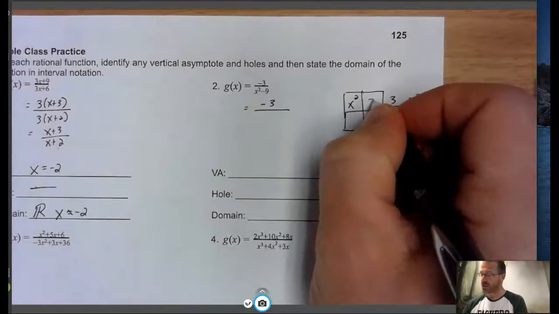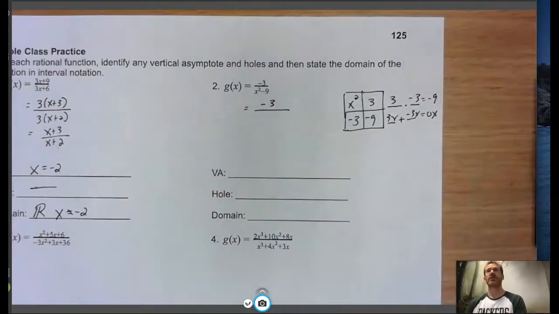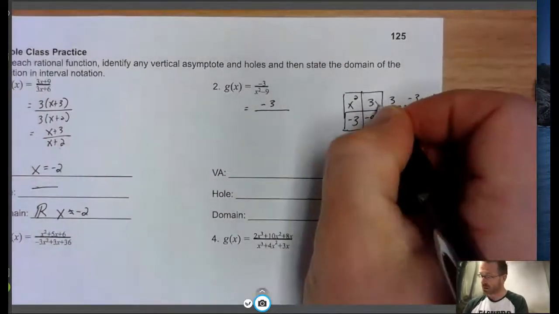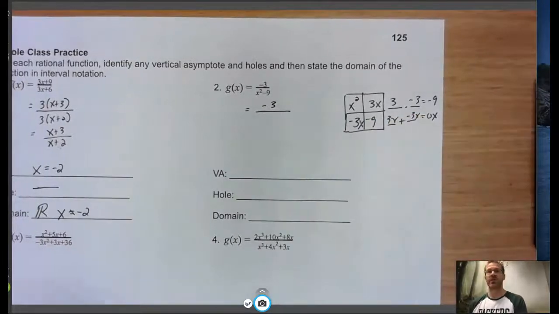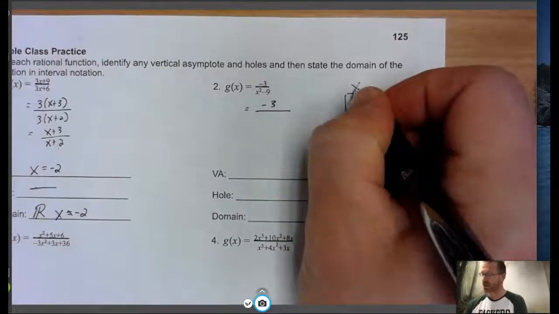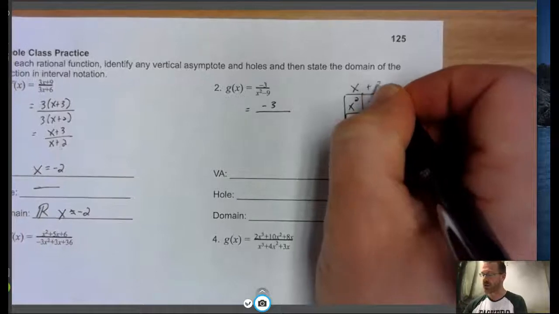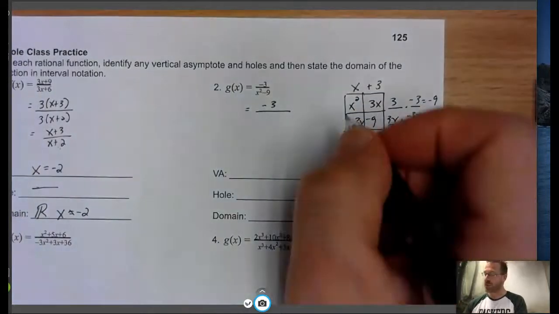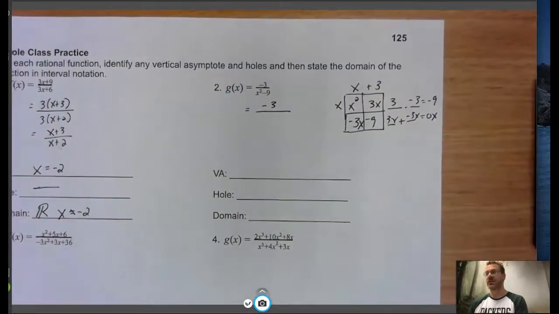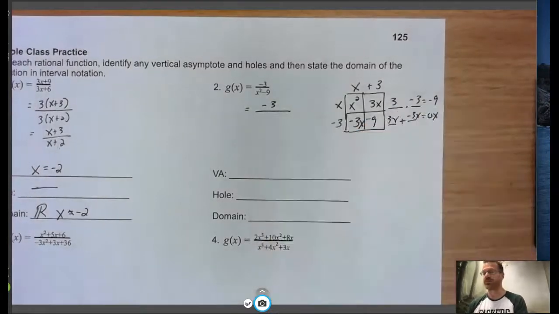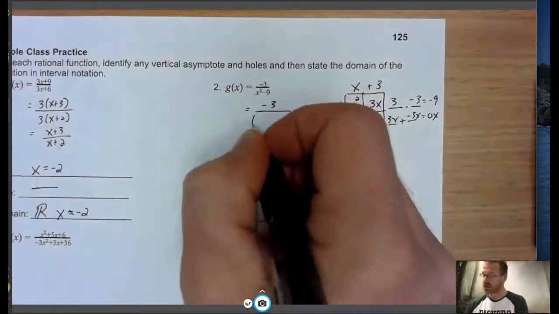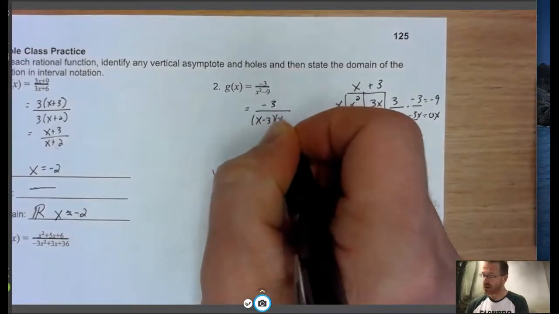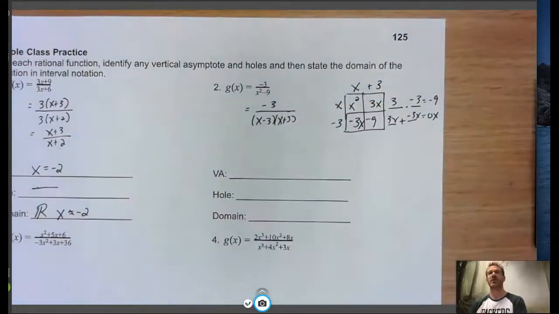So drop that 3 here, drop the negative 3 here. I hope I could get my x's on there. So our GCF in our first column is x. Our GCF in our second column is a positive 3. Our GCF in the first row is x. Our GCF in the second row is negative 3. So I can see that this is x minus 3 times x plus 3 when it's factored completely.